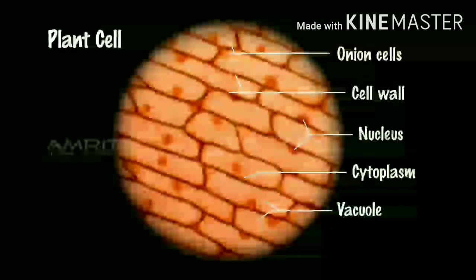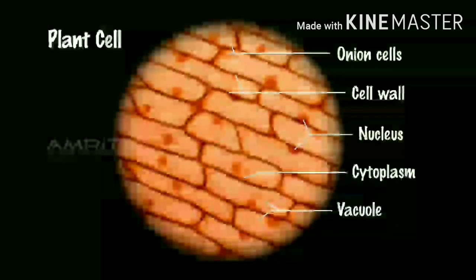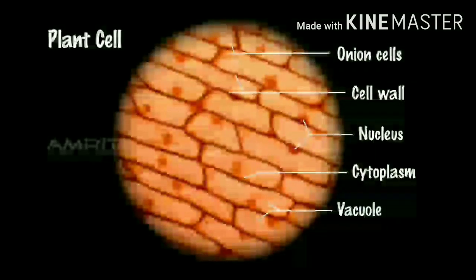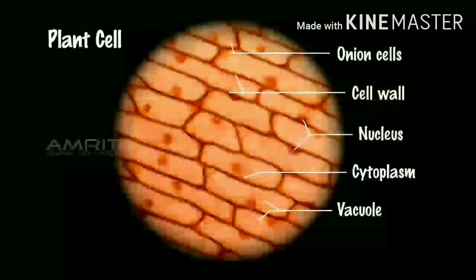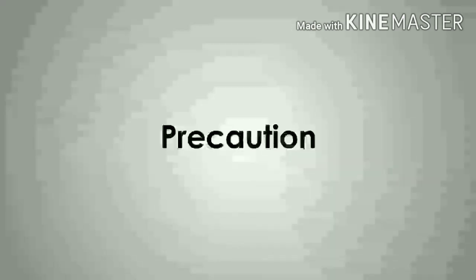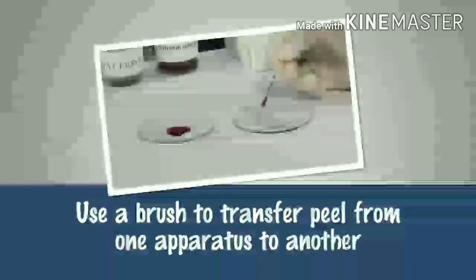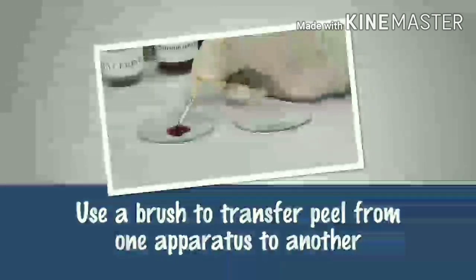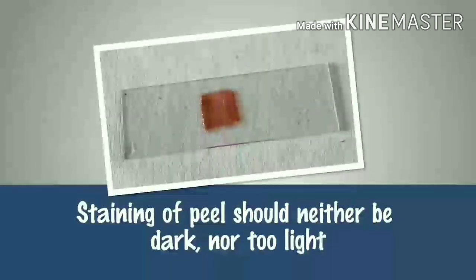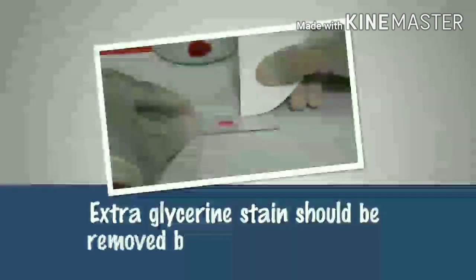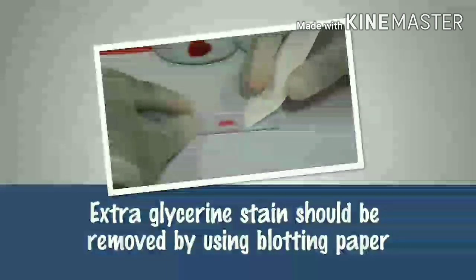Conclusion. As cell walls and large vacuoles are clearly observed in all cells, the cells in the observations are plant cells. Precaution. Use a brush to transfer the peel from one apparatus to another. Staining of the peel should neither be too dark nor too light. Extra glycerine and stain should be removed by using blotting paper.